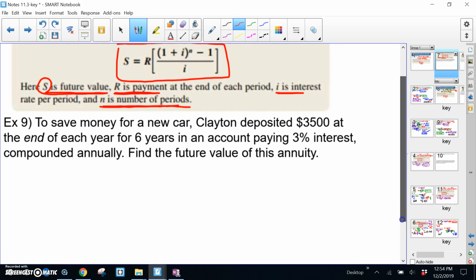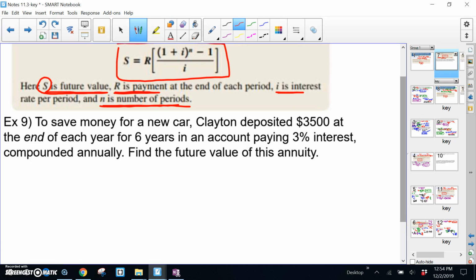Example 9. To save money for a new car, Clayton deposited $3,500 at the end of each year for 6 years in an account paying 3% interest, compounded annually. Find the future value of this annuity. So we want to find S. Pretty easy to tell 3% is I. Make sure you change it to a decimal number though. 3%, 3 divided by 100 is 0.03. $3,500 is the payment, R. And how you can tell that is that's the thing that's happening more than once. Specifically, at the end of each year for 6 years, you can tell that that's going to happen 6 times.